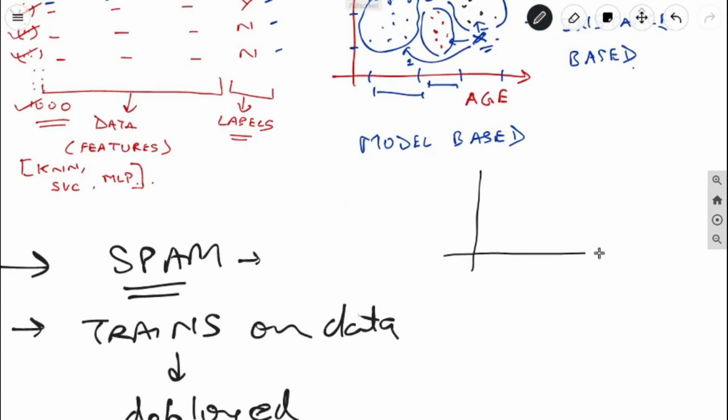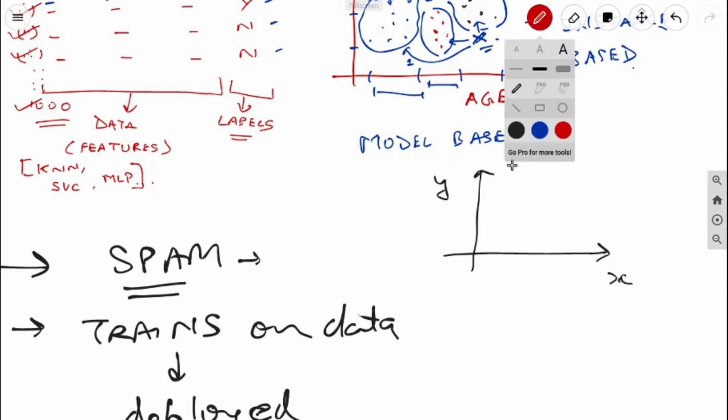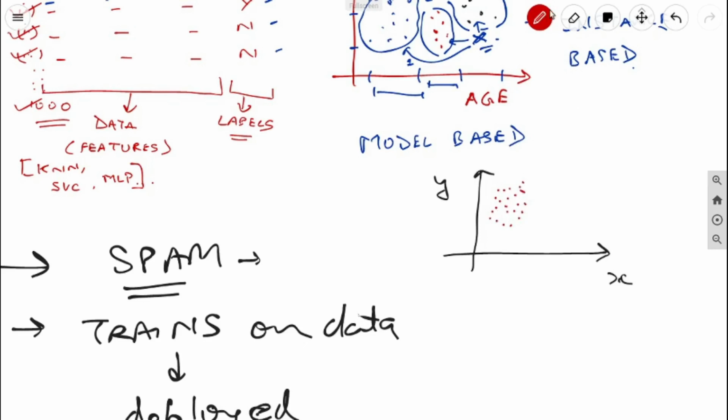So we have some feature x and some feature y, and we have two types of points. This is one type of point and this is the other type of point, right? So this is one type of data, this is the other type of data.